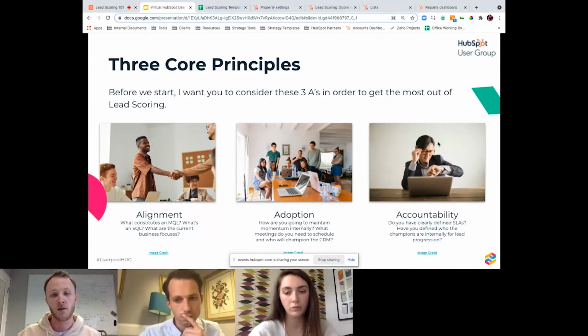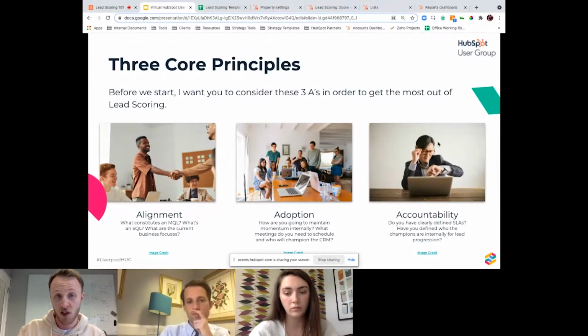The second phase of which is all about adoption. Now, what good is a tool that you all agreed is a good idea to use, but no one's actually owning it? Where is the ownership, how are you going to maintain it going forward, and ultimately, outside of just setting lead scoring up in HubSpot, what meetings are you putting in place internally within your organization to ensure that the velocity and more so the mentality of lead scoring is constantly front of mind?